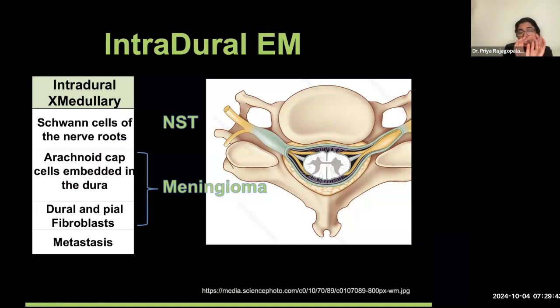Now, so far we talked about the purple category, right? The purple bucket, where we talked about everything within the pia mater. Now we go outside the pia mater, but we still stay within the dura. So that's the intradural extramedullary compartment that we're going to talk about.